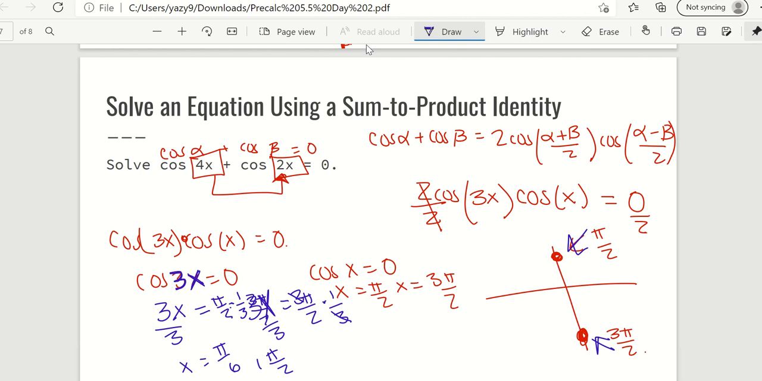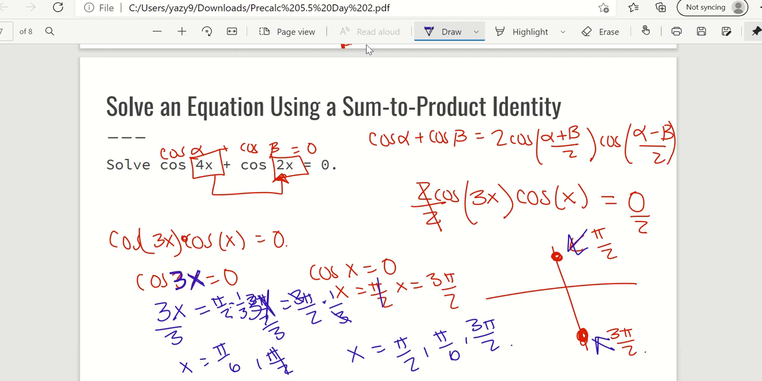All right, this answer and this answer is redundant. So far you see that you have 3 answers. You have pi over 2, pi over 6, 3 pi over 2.